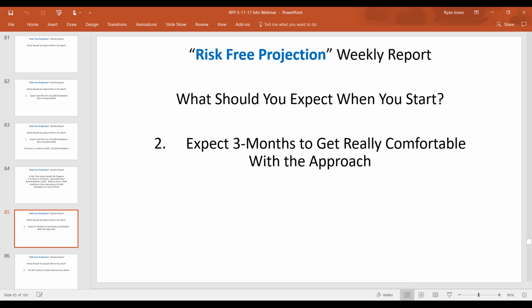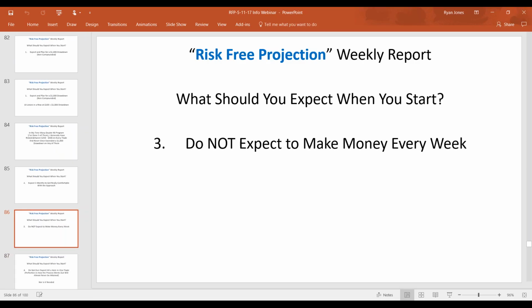Number 2, expect 3 months to get really comfortable with the approach. Don't expect to understand everything the first week. Don't expect to understand everything after you go through the course once. Okay, go through the course, go through the reports, attend the webinars, go through the past webinars. Give yourself 3 months. Believe me, the more you expose yourself to it, the more comfortable you're going to become.